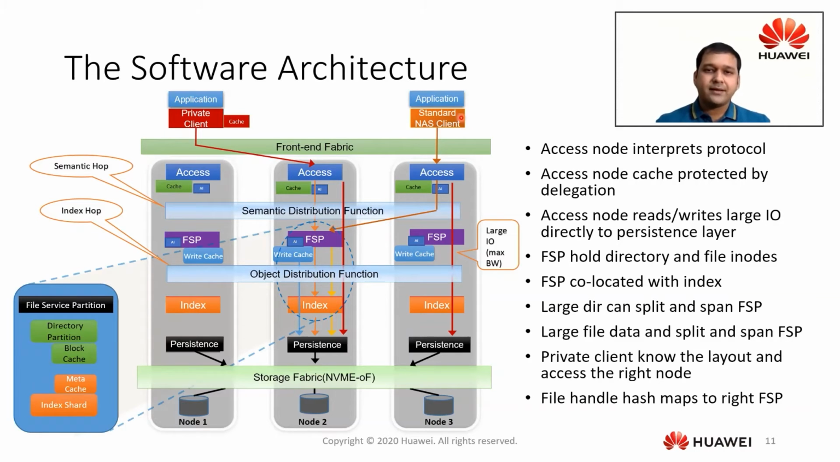In case of a standard NAS client, it may end up on a different access module, which is not co-located with the file system partition that owns the specific file. But specifically in case of large files, once it has the information, the access node can talk to the persistence layer directly, as I mentioned earlier.